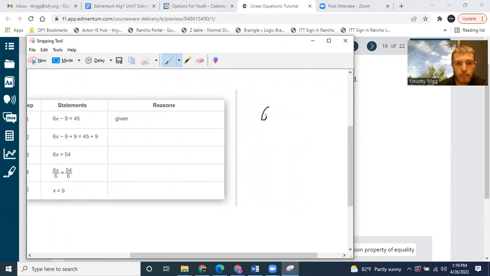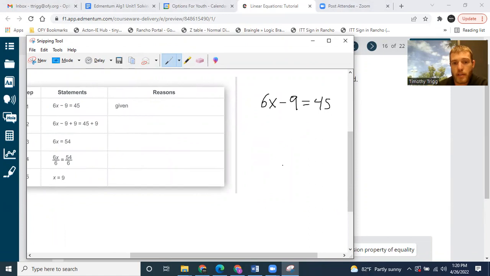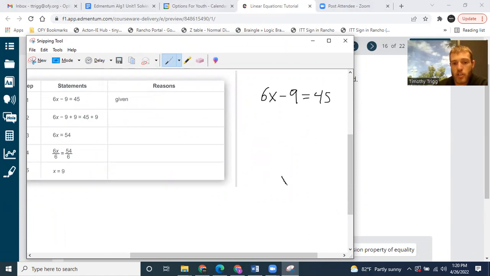We have 6x minus 9 equals 45. Now my goal is to get x by itself. So my goal is for the equation to just say x equals, and then just a number over here. So this is my goal. I want it to say x equals and then a number.